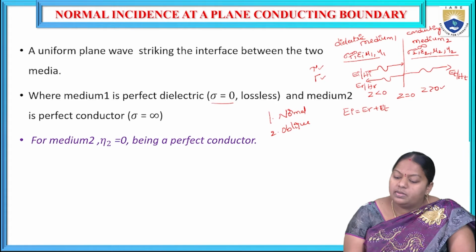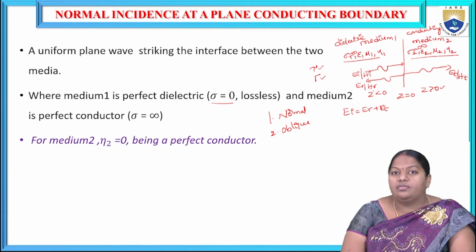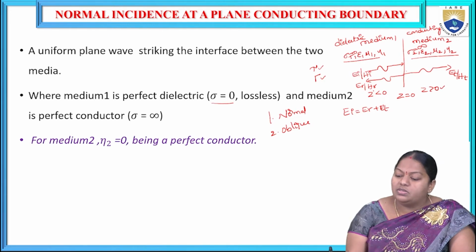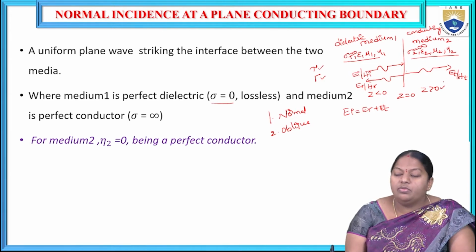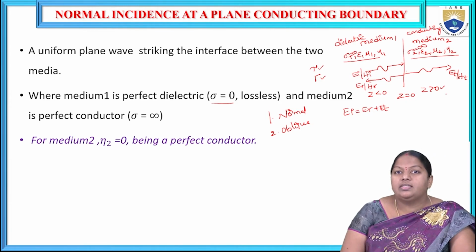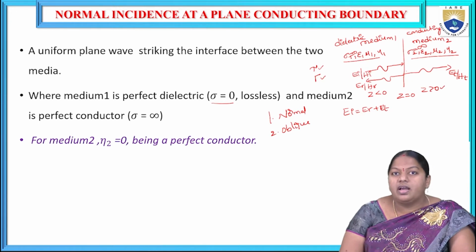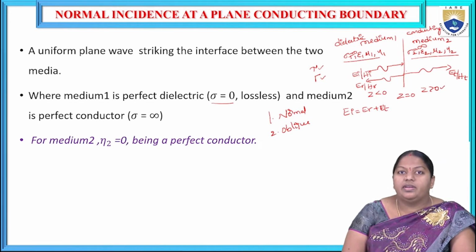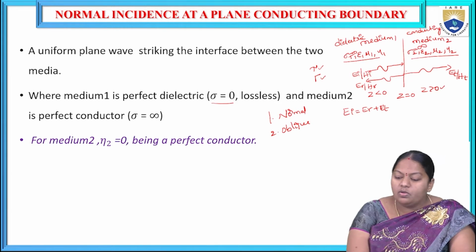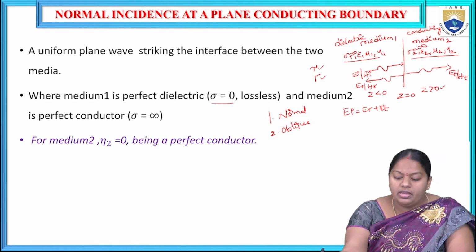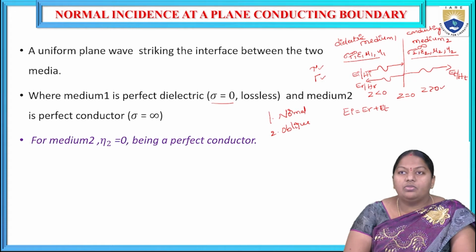Hence, if we observe in medium 1, we have two waves, one is the incident wave and another one is the reflected wave. Similarly, in medium 2, we have only the transmitted wave, let it be ET or HT. As we know that EI, HI, ER, HR and ET, HT are the electric and magnetic field intensities of the incident, reflected and transmitted waves respectively.